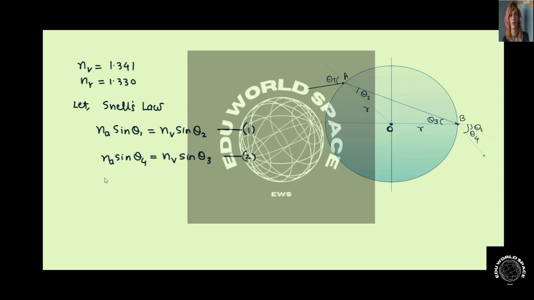Now if you see here, by extending this normal at the center, in triangle AOB, the side AO is equal to OB, which are nothing but the radius of this spherical drop. As these two sides are equal, their opposite angles, that is theta 2, should be equal to theta 3. And if we put this data in this equation, then we can write Na sine theta 1 is equal to Nv sine theta 3. And let us say this is equation number 3.